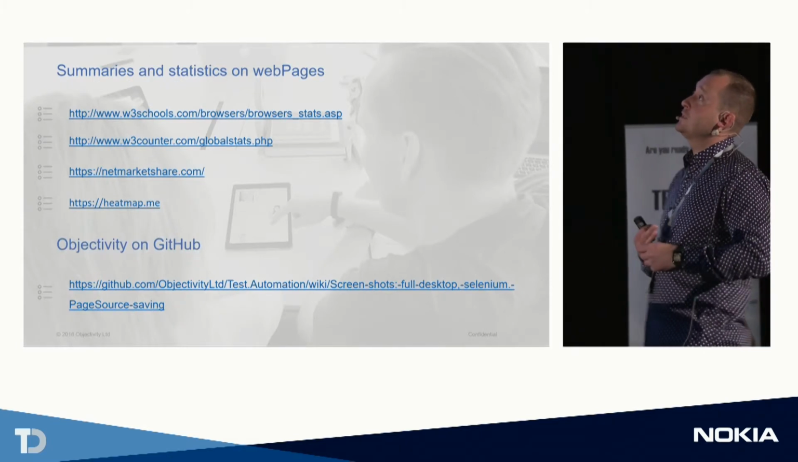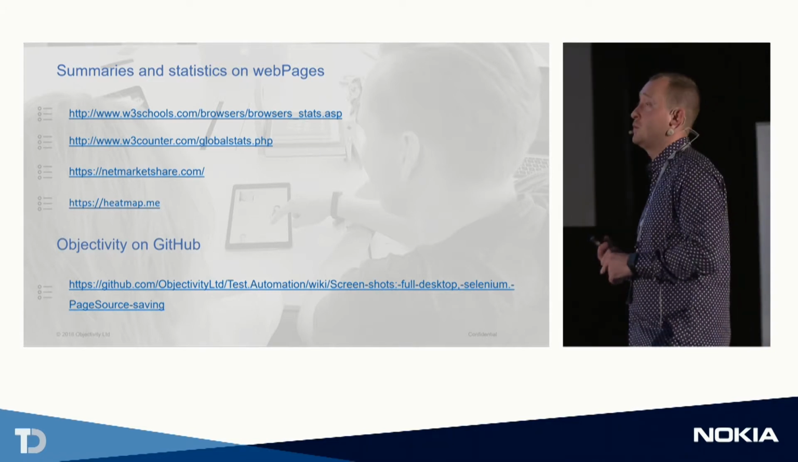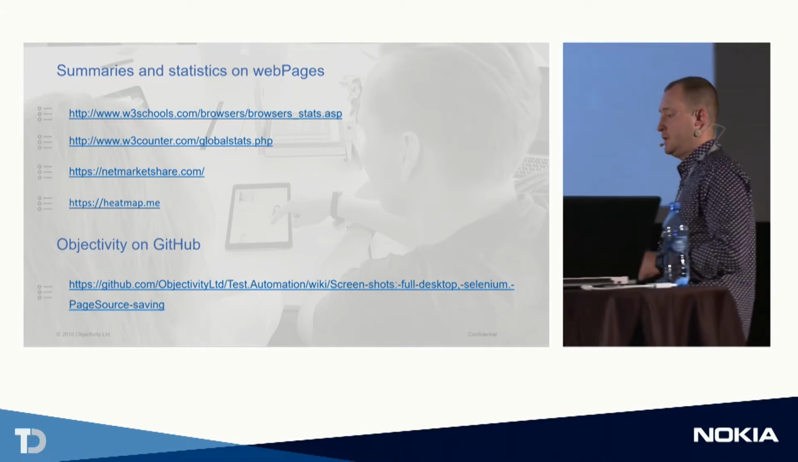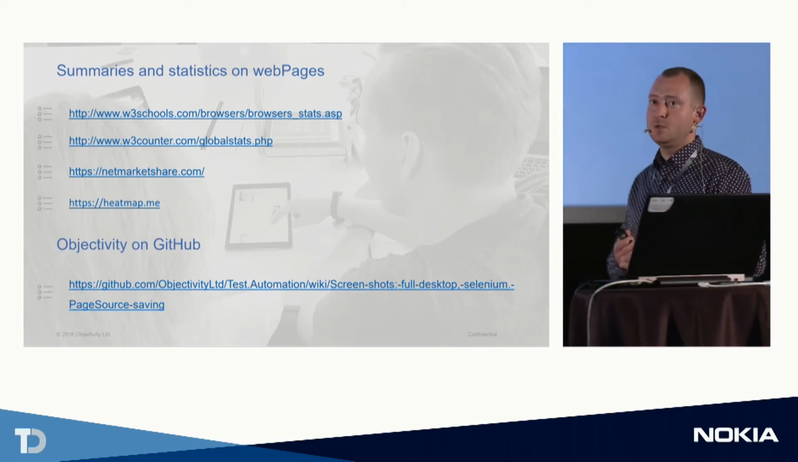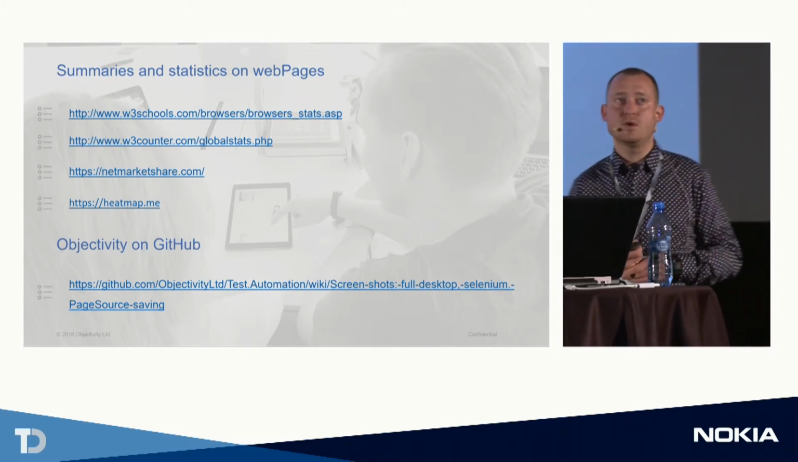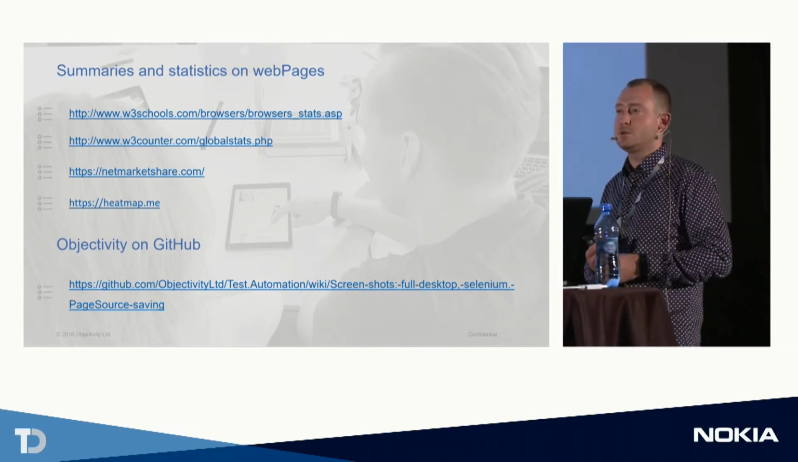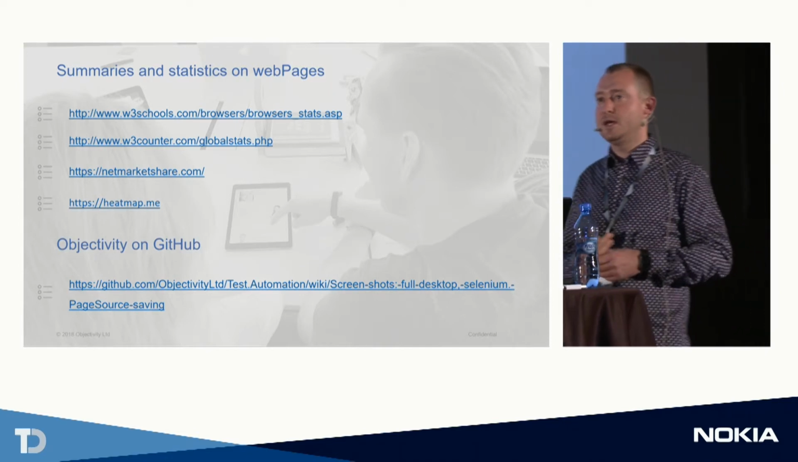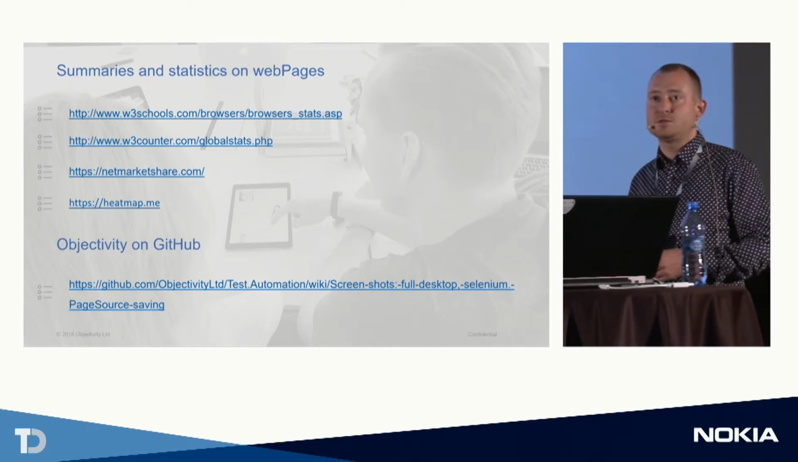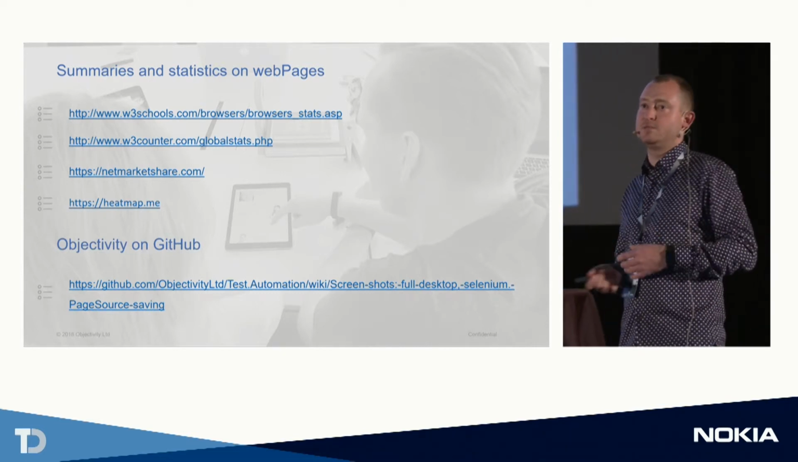There are a lot of links showing summaries and statistics on the web pages. They can provide you information on which browser and which device is the most popular in the countries that you are interested in. You can see that for each year they have a statistic of that. So you can, for example, check with the customer which device will be used.